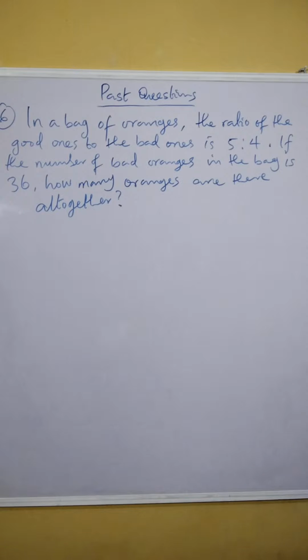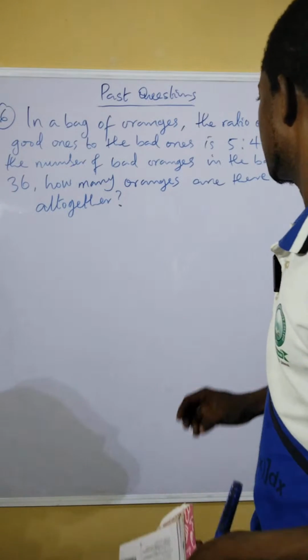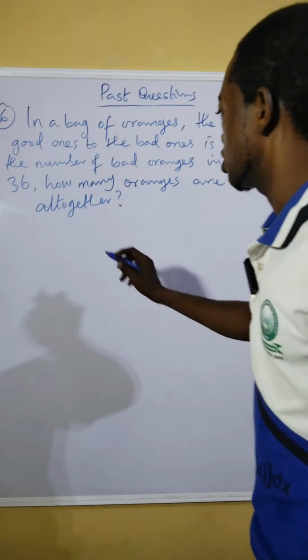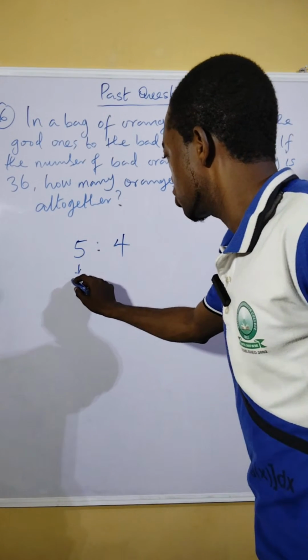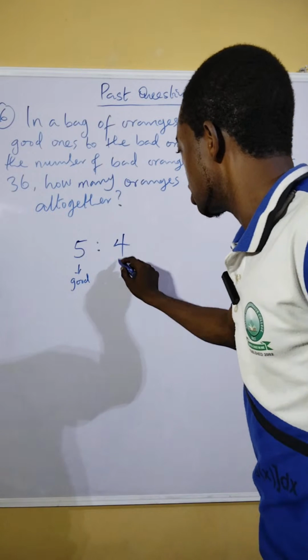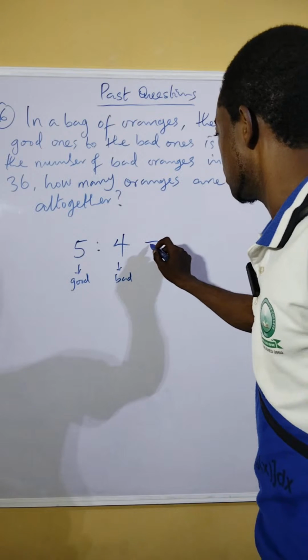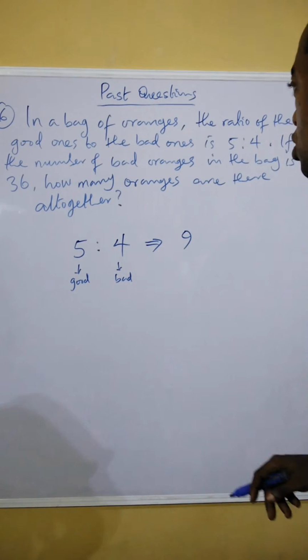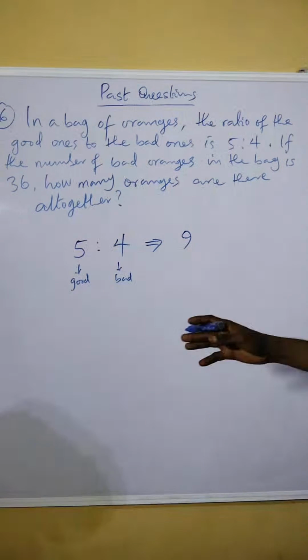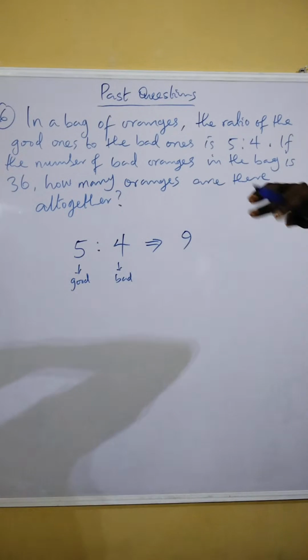So now let's look at the solution together. In a bag of oranges, the ratio of good ones to bad ones is 5:4. It means this here is for good ones and this here is for bad ones. And the total here is 9. The total ratio is 9. Now, if the number of bad oranges in the bag is 36, how many oranges are there altogether?